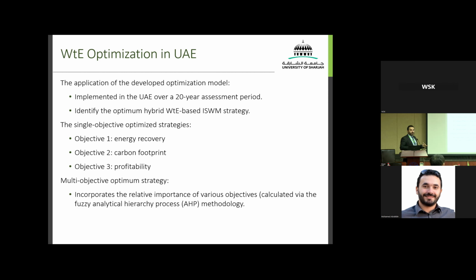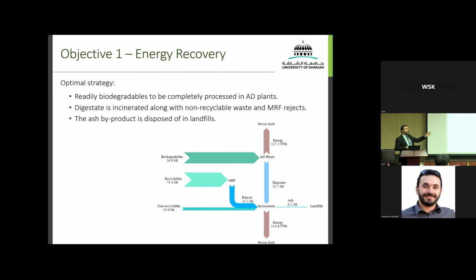The most interesting part of this research work was the multi-objective optimized strategy. And this is the most realistic, because typically you would have to do all of them, but with different importance depending on your country and your situation. So for that, we use the fuzzy AHP methodology to collect expert opinions to prioritize the different objectives. So I'll walk you through the objectives one by one, and I'll show you how, when we incorporated all the objectives, the findings came completely different from the ones.